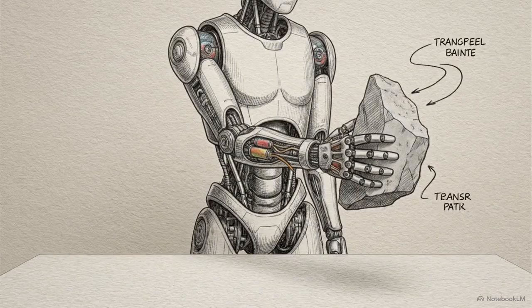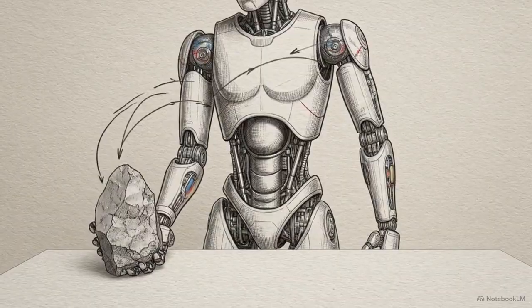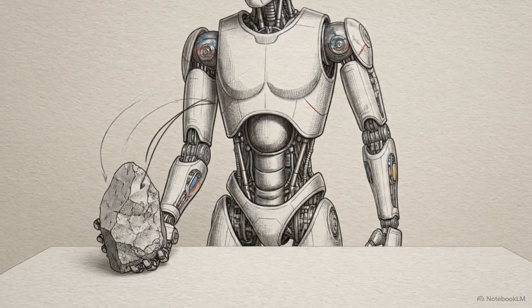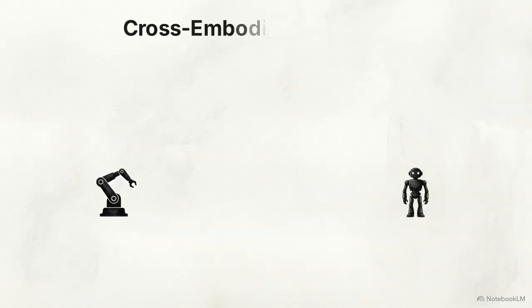Watch how fluidly this robot coordinates its fingers, wrists, and arms to transfer an object between its hands. To a human, this motion is trivial. To a roboticist, this kind of continuous, real-time physical adjustment has historically been difficult to program. For decades, the engineering bottleneck in robotics has been the cross-embodiment problem.